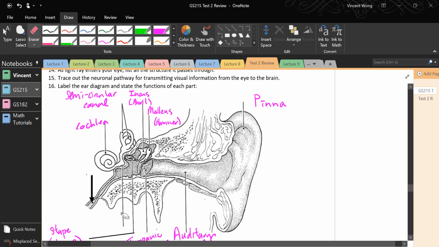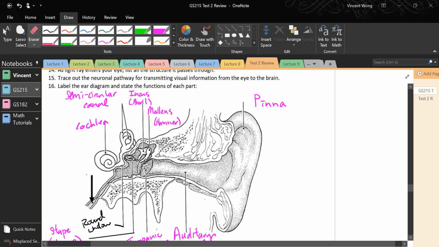All right, and this one here is probably a little bit obscure, but this is pointing at the round window. Okay, the oval window is the one that the stapes is pressing on. As the stapes pushes on the oval window, the excess pressure will be alleviated from the round window.